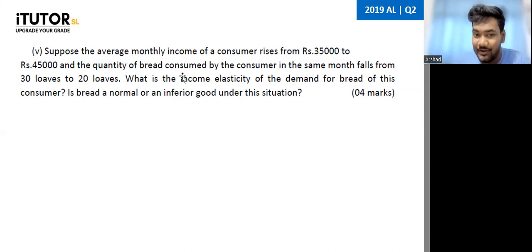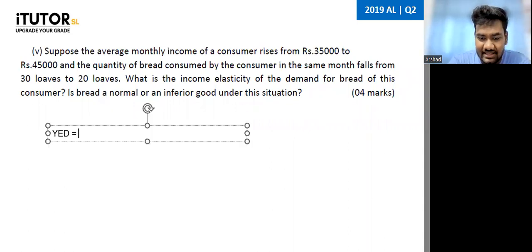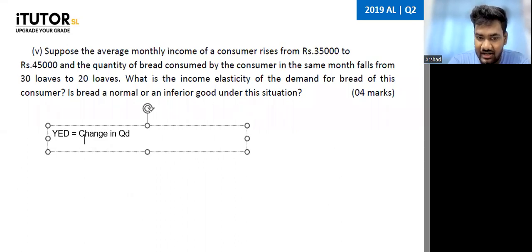But forget about that, fellow. What is the income elasticity of demand for bread of this consumer? Is bread a normal or inferior good? Yes. What is the equation for YED? YED is change in quantity demanded divided by the change in income, multiplied by income over QD.